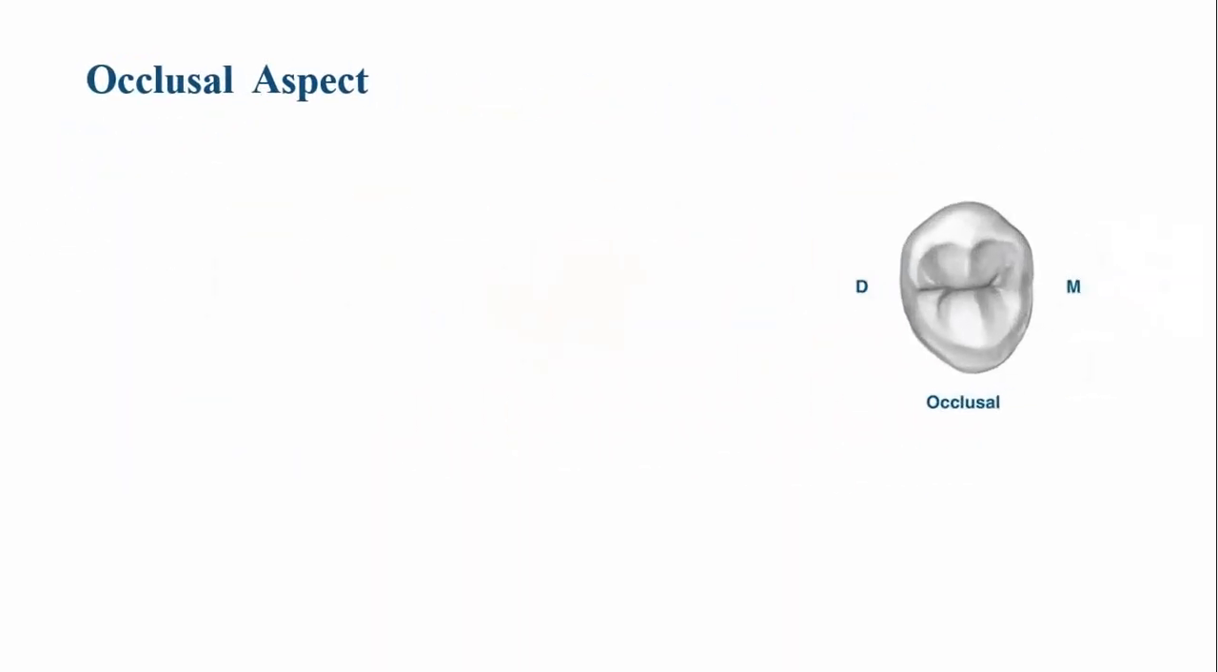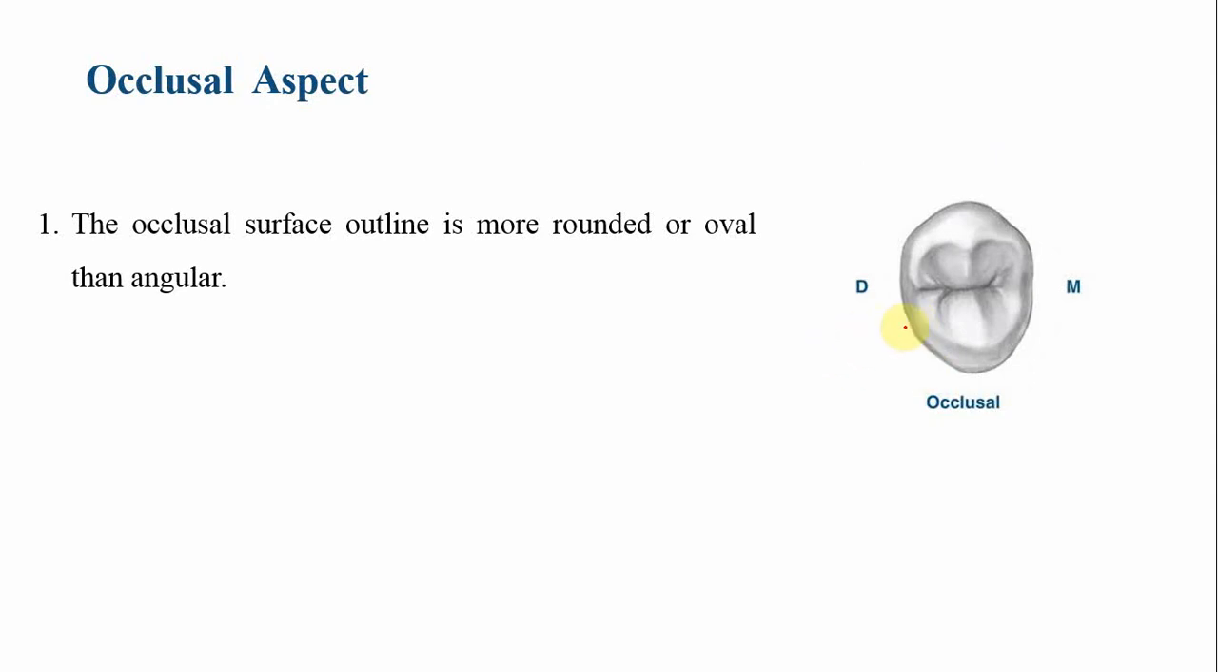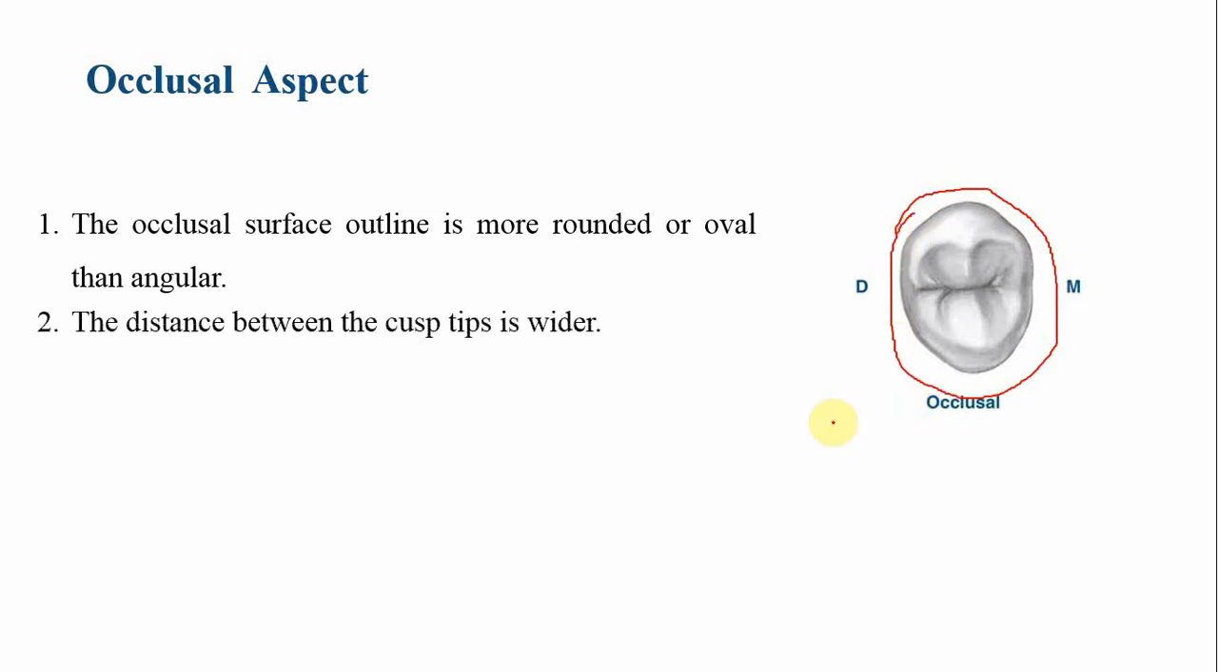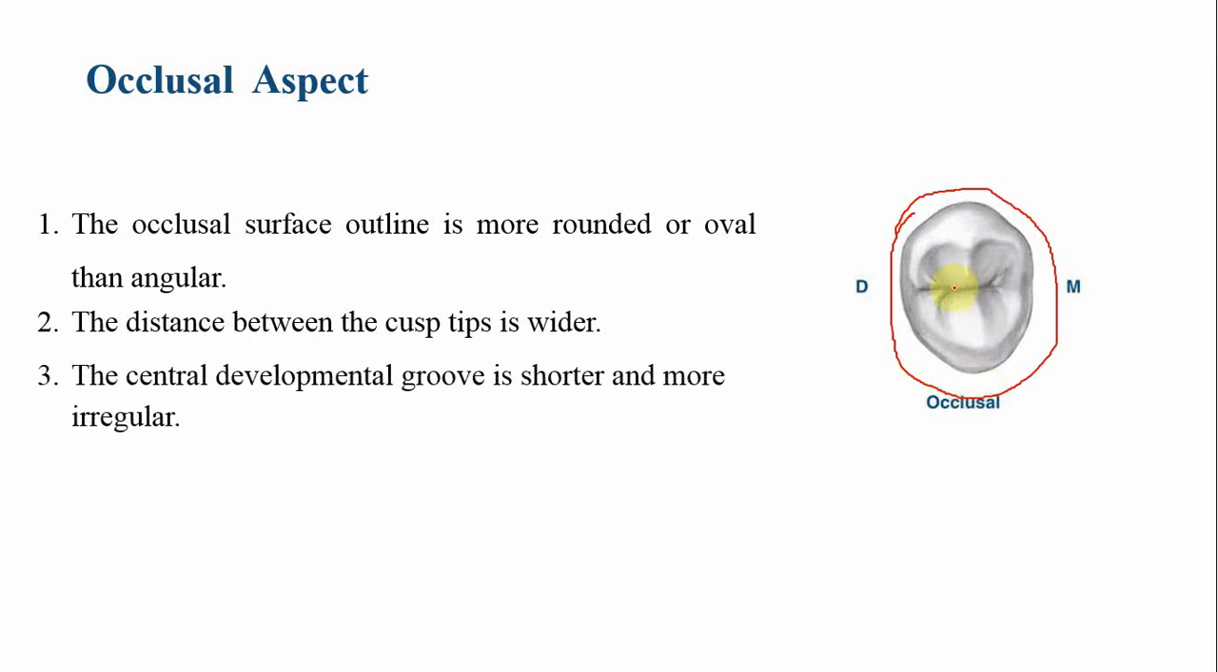Finally, the occlusal aspect of the maxillary second premolar: the outline is more rounded or oval. It's not angular or hexagonal as found in the maxillary first premolar. The distance between the cusps is wide. The central developmental groove is rather short, shorter compared with the maxillary first premolar. It's more irregular. There are many supplemental grooves radiating from this central groove, which will give the occlusal surface a much more wrinkled appearance compared with that of the maxillary first premolar.